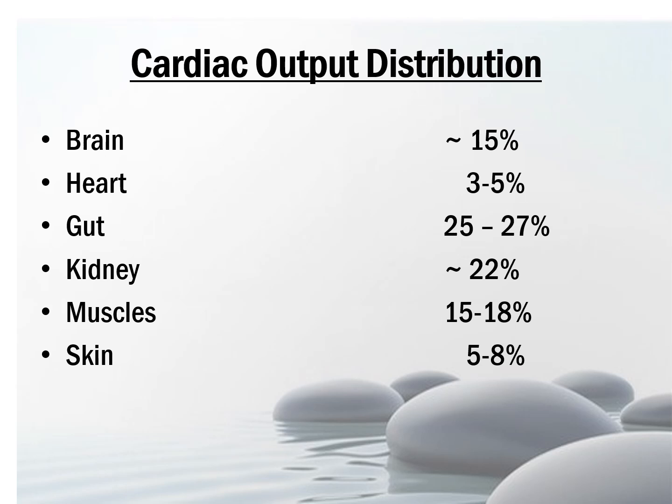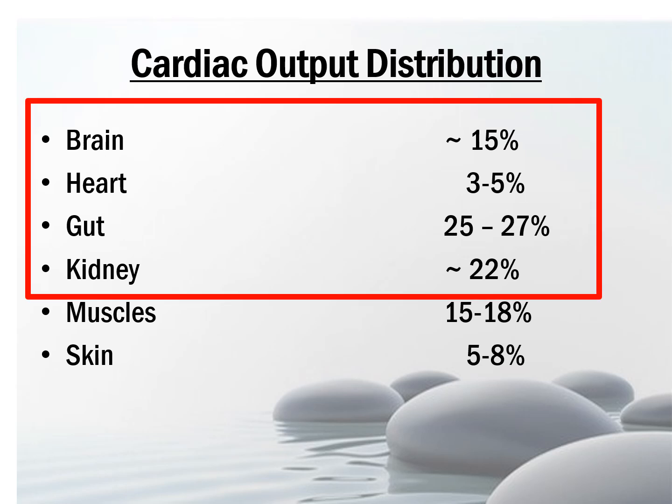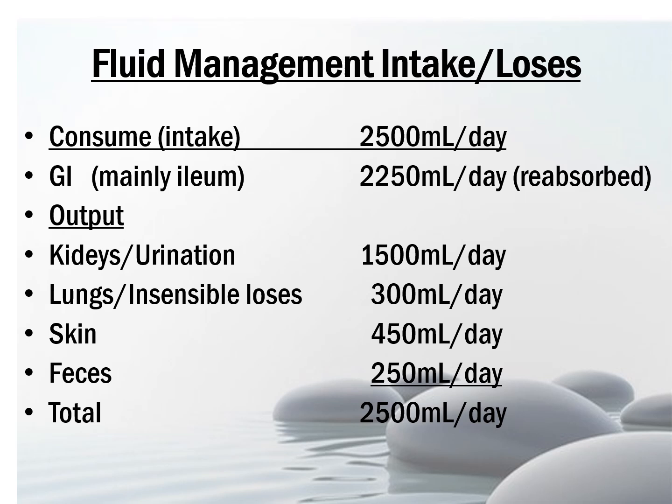Yes, we give fluids, but when you think about normal functioning, you getting through the day, your gut is where you get fluid into your body, and your kidney is what helps maintain the balance, along with some other organ systems as well. Muscles get about 15 to 18%, and the skin anywhere from 5 to 8%. So these top four are the ones I really want you to kind of lock down in your memory. Now, let's talk numbers.